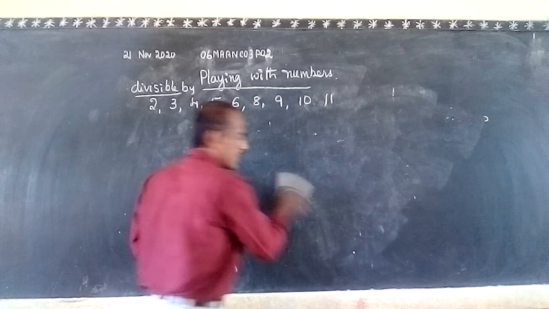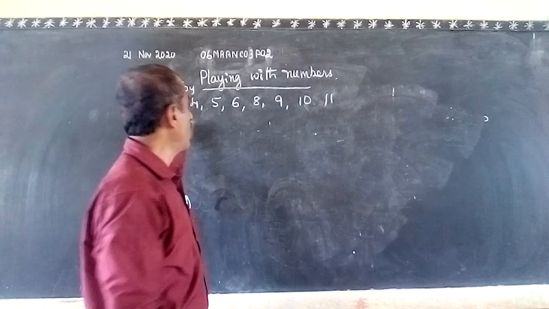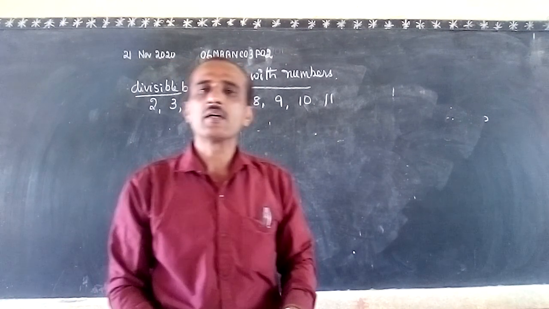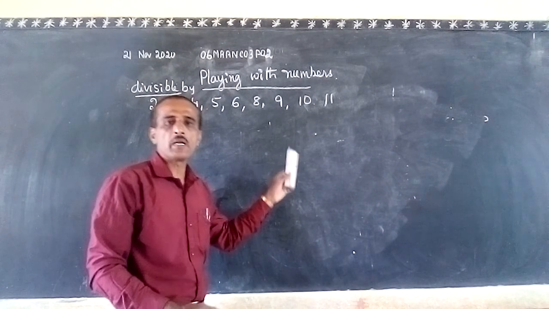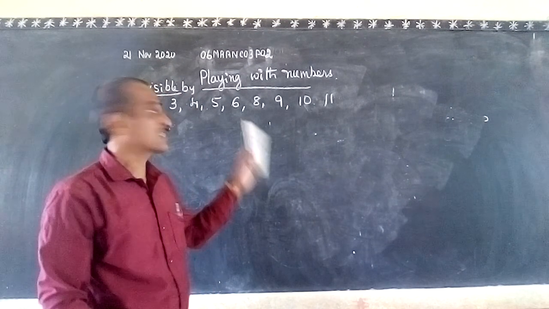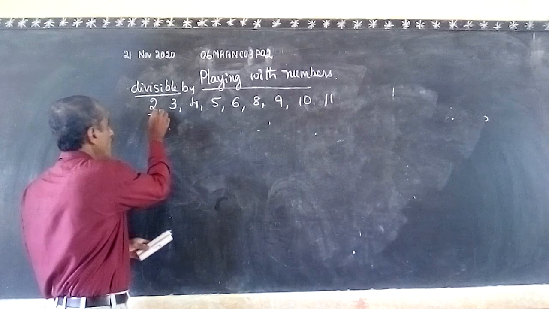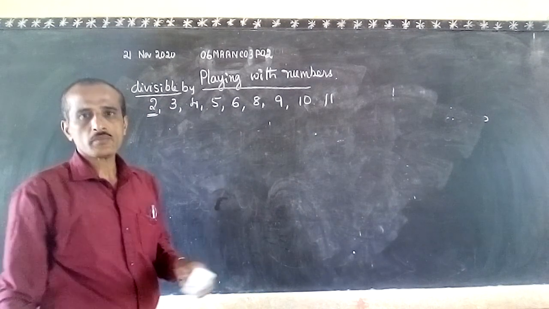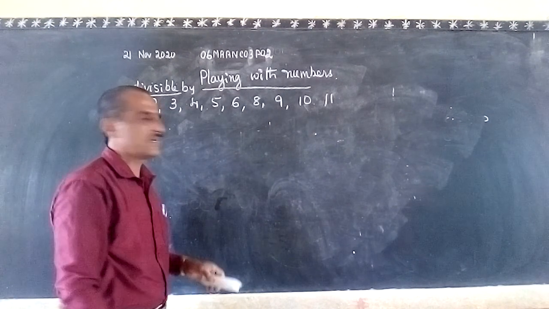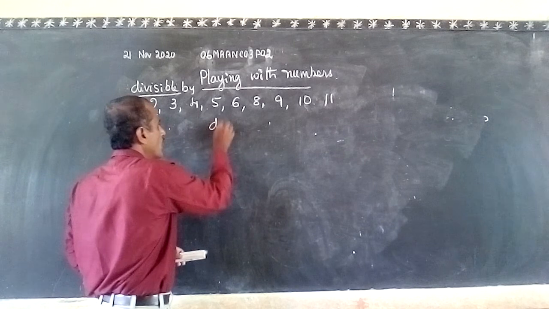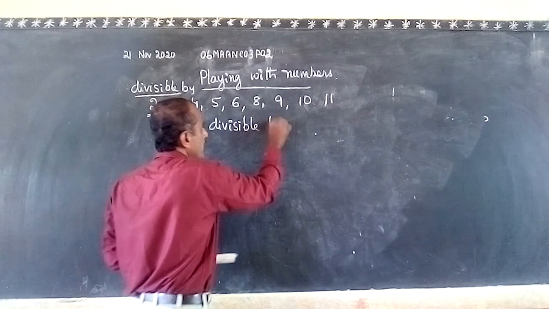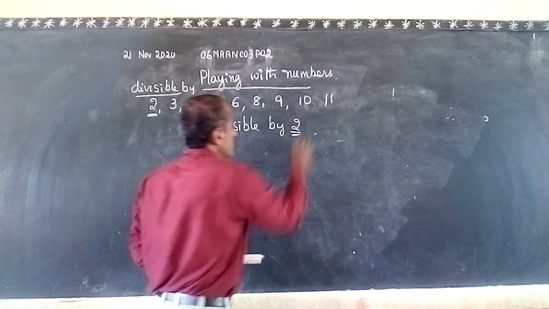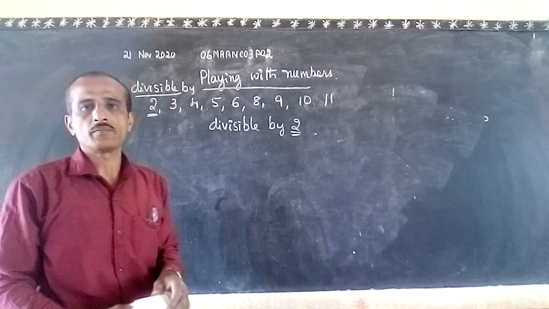Now, we have to check whether given numbers are divisible by all these numbers completely or not. For example, 2. How to check whether a number is divisible by 2 or not?